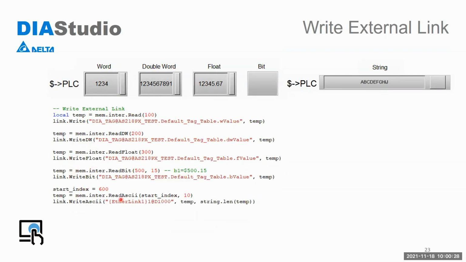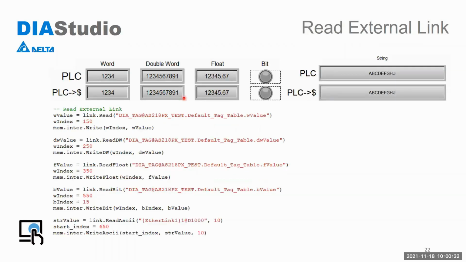Okay. In the same way, I have the read functions. I have the link.read, dot read double word, dot read float, dot read bit and dot read ASCII. Okay, let's see how it works. Let's connect the BNC.